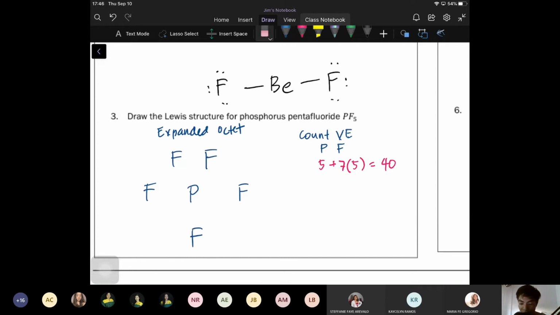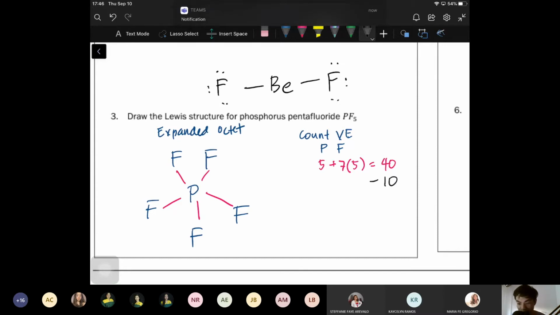Ayusin ko lang yung positions. Okay, so na-draw ko na yung skeleton. Then ano gagawin ko? I will connect the terminal atoms to the central atom using single bonds. Single lines. Then I will deduct the number of electrons used to make single bonds na. Ibabawas ko yun dito. Ilan yun? 2, 4, 6, 8, 10. 10 electrons, I use this to make 5 single bonds.